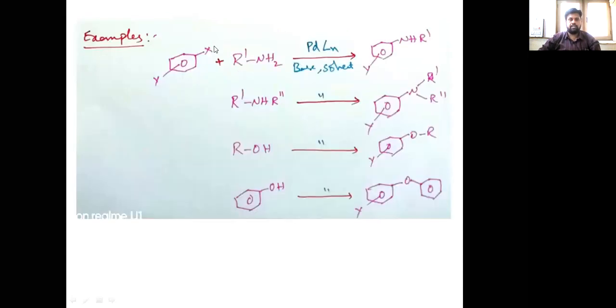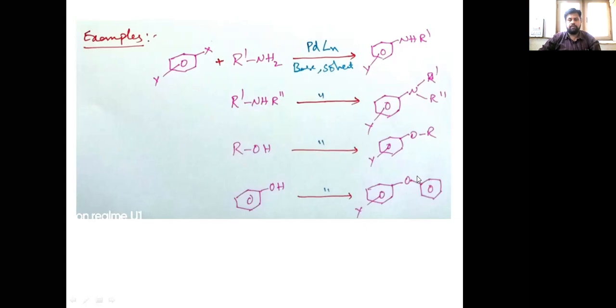And these are some of the examples. Here we have the X group on benzene, an aryl group. On the aryl group, X is replaced with this substitution. So with R-NH2, H+ is eliminated with HX, and R-NH will be substituted here. Same thing if it is an ROH, RO will be substituted. If it is a phenol group, then the PhO group will be substituted.